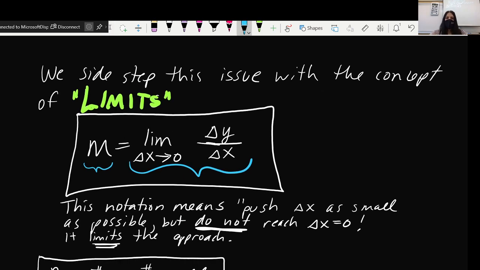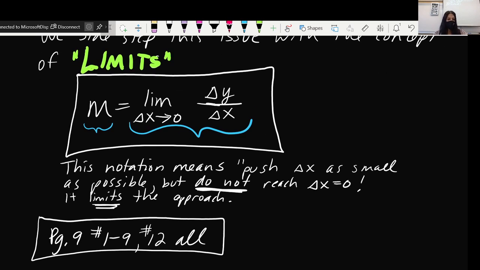Okay, so this notation means push the change in x as small as possible, but do not reach change in x equals 0. We know the reason we can't have that happen because it's in the denominator here, and you can't have 0 in the denominator. So it limits the approach. Make sense? That's the only new thing or new concept, which is a big deal. So we're going to practice it a lot. There's your work or assignment for today.